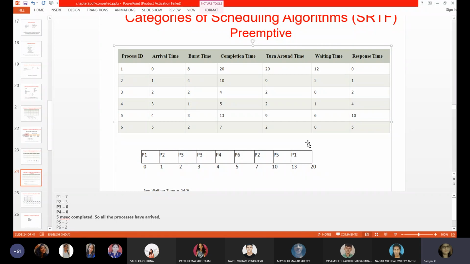By seeing the Gantt chart itself, you can say the response time: when the process first started to use the CPU. So you have to compare only the first occurrence. This is P1's first occurrence, this is P1's second occurrence, but to find the response time we see only the first occurrence, because it is when the process first got a chance to use the CPU. P1, 0th millisecond. P2, 1 millisecond. P3, 2 milliseconds. P4, 4 milliseconds. P5, 10th millisecond. P6, 5th millisecond. Is this clear? Usually we will not calculate this, but they have given it.